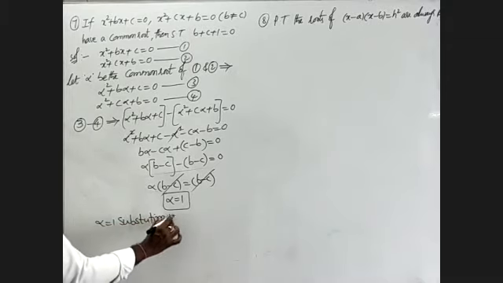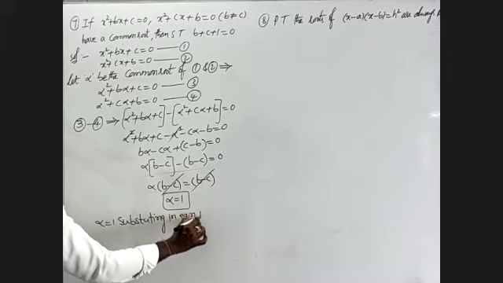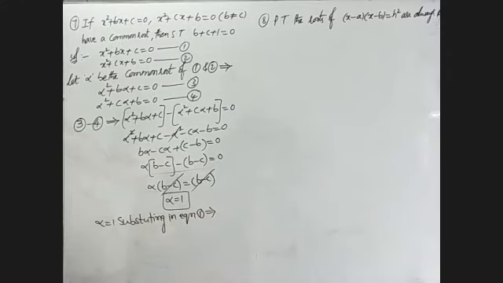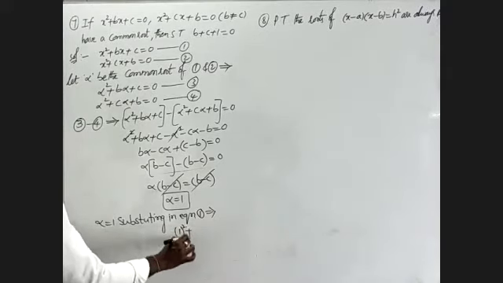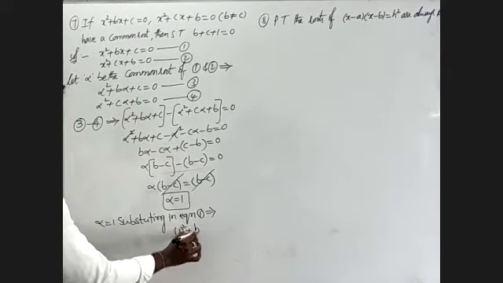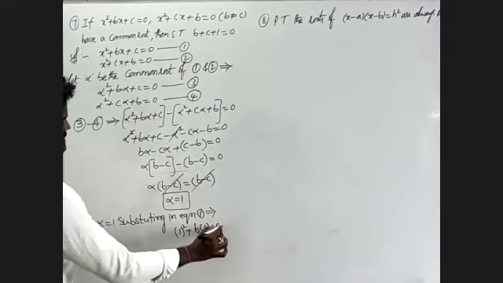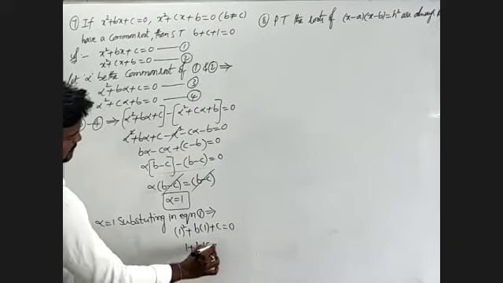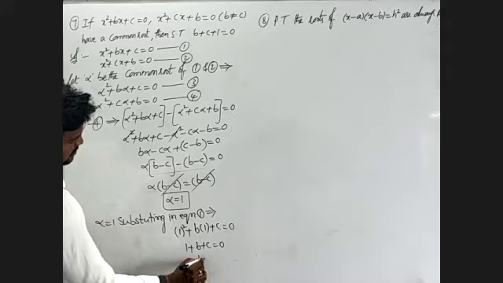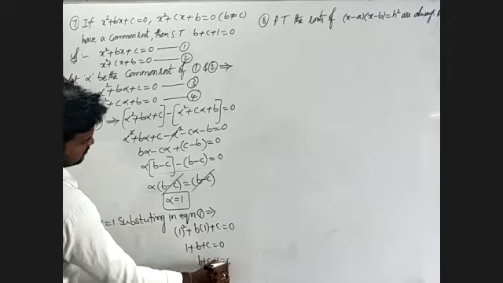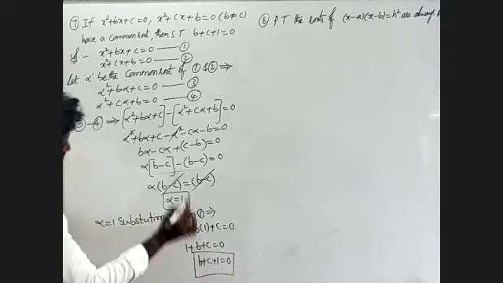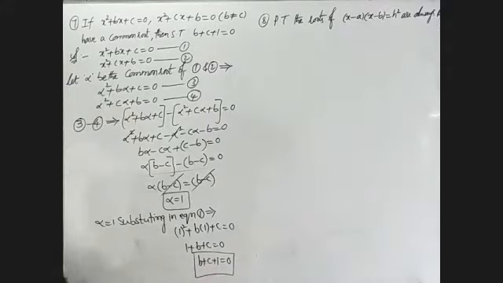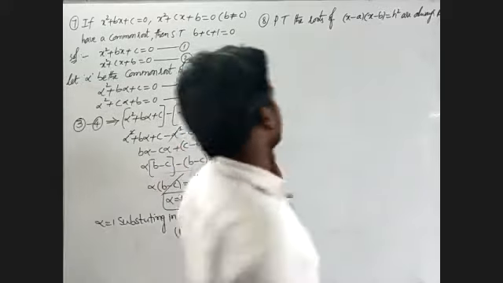Alpha is equal to 1, substituting in equation 1, I will write 1 square plus b into 1 plus c will become 0, so I write 1 plus b plus c is equal to 0. Finally we'll write b plus c plus 1 is equal to 0. This is the given condition we were asked to prove in this problem.